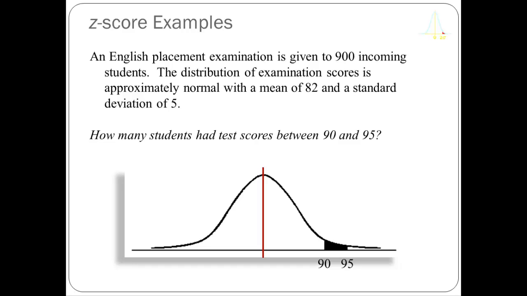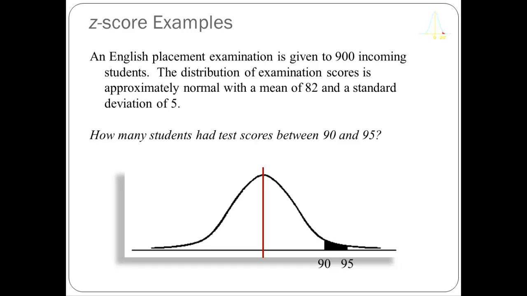The way we're going to do this, again, is based on the same principles we've already used. We're going to convert the score of 90 to a z-score and look up the area for that between the mean of 82 and 90. We're going to convert the 95 to a z-score and use the z-table to get the area between the mean of 82 and 95. And then we're going to subtract that area from the other area to get that little piece that's shaded in, which is the proportion or probability of students who had scores between 90 and 95.